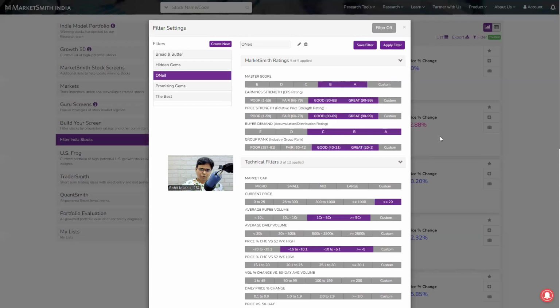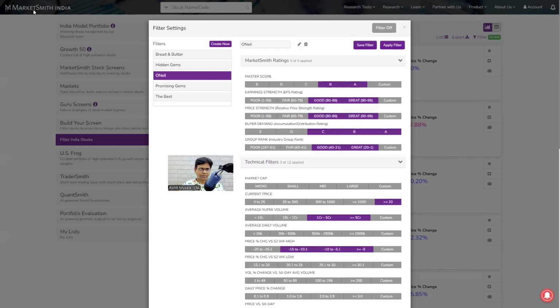So William O'Neill is a very famous name, at least in the US, in the world of stock trading and investing. He wrote the book How to Make Money in Stocks. It's a red color book, fantastic book. I have read the book three times. That is when I decided to subscribe to MarketSmith India.